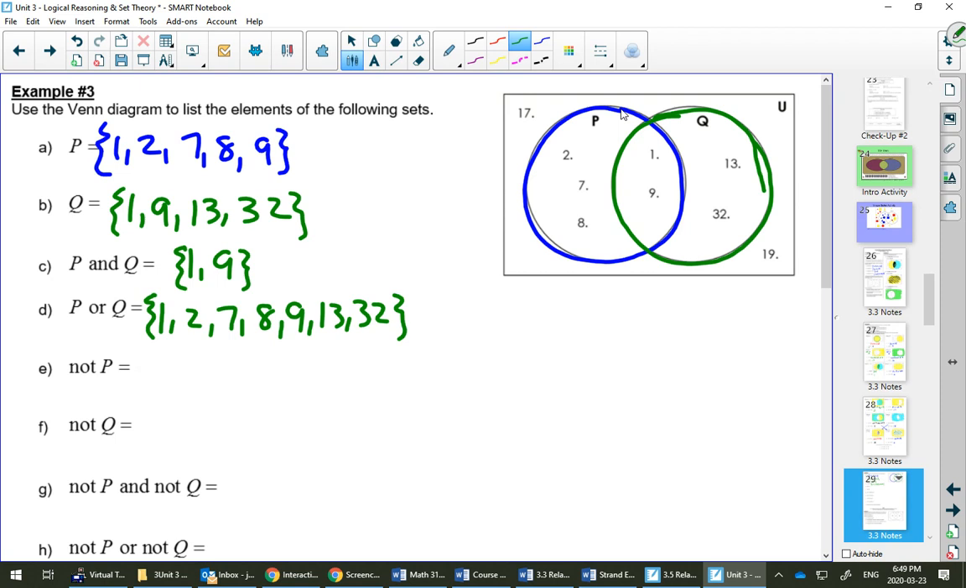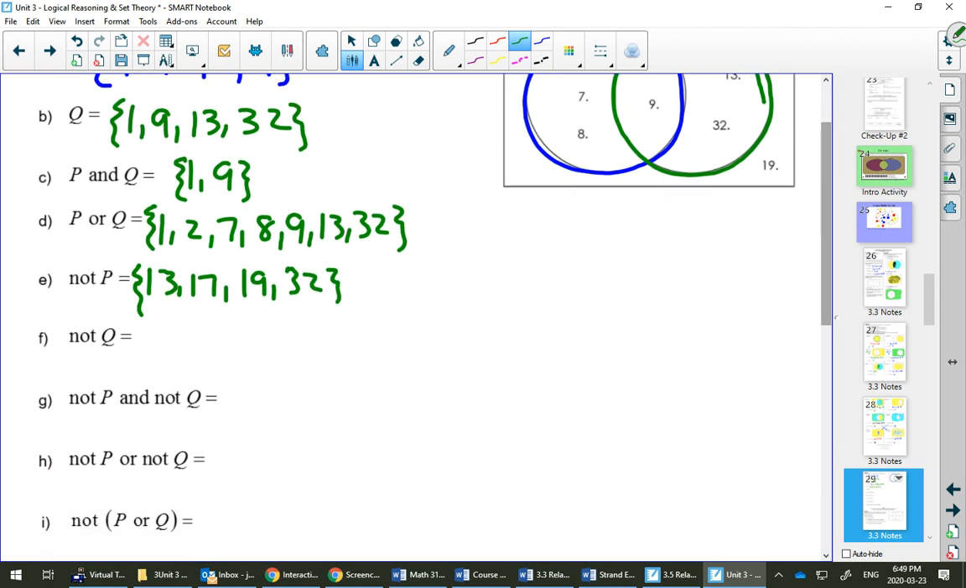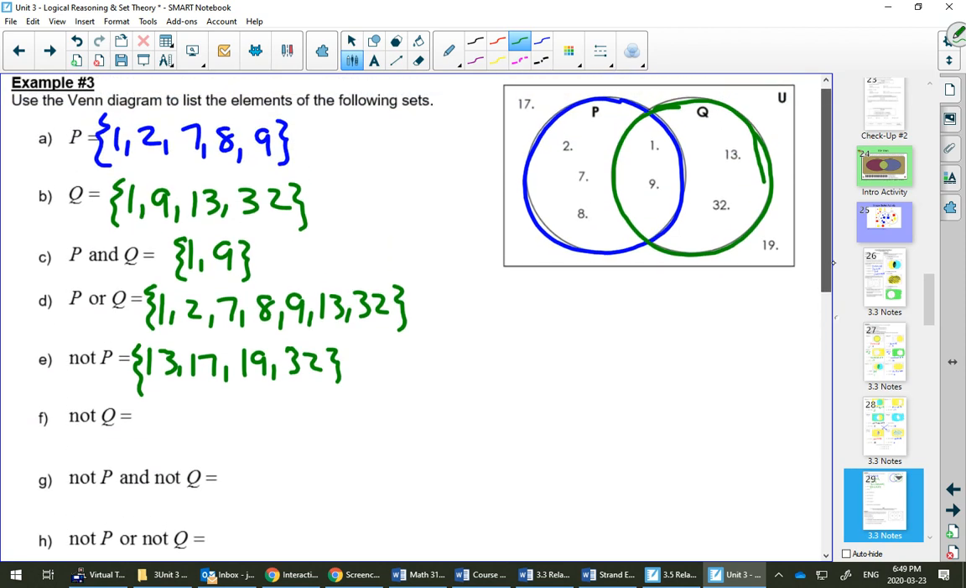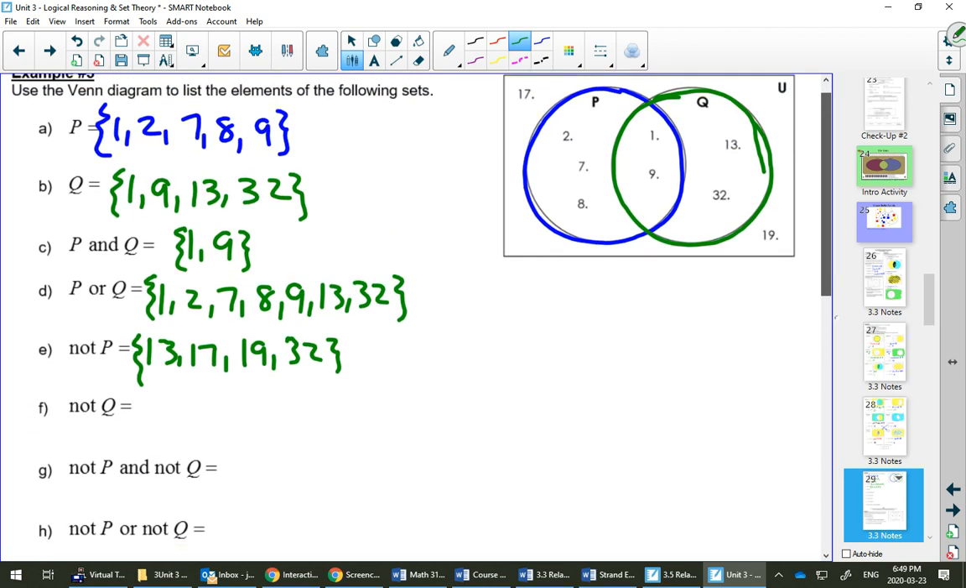Not P means everything outside of P, so that would be 13, 17, 19, and 32. Typically, we write our sets in increasing order. Not Q would be everything outside of Q, so 2, 7, 8, 17, and 19.